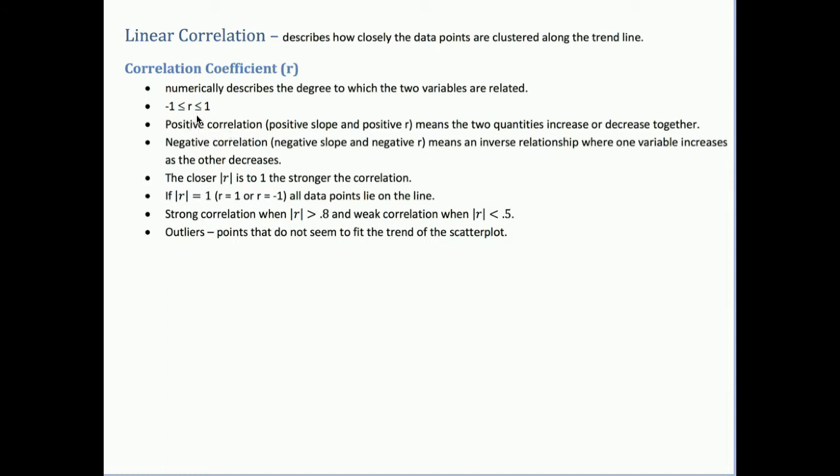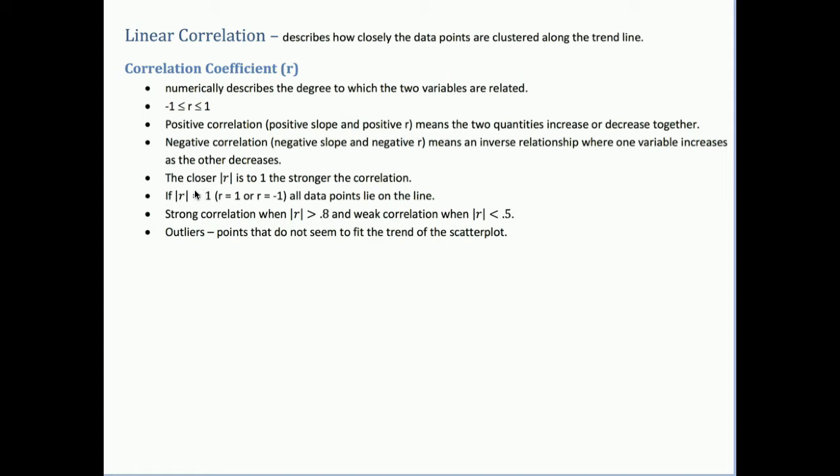Positive correlation, so if you have a positive number, anything above 0 but less than 1 means it's a positive slope and a positive R value, means the two quantities increase or decrease together. So as x goes up, y goes up. As x goes down, y goes down. So that's a positive correlation. And then a negative correlation is the opposite. It's an inverse relationship. So if x goes up, y goes down. And if y is going up, x is going down. So we have positive and negative.